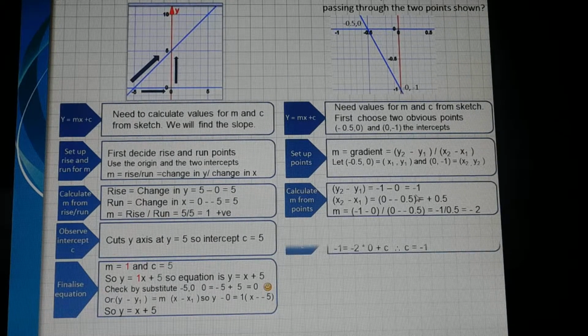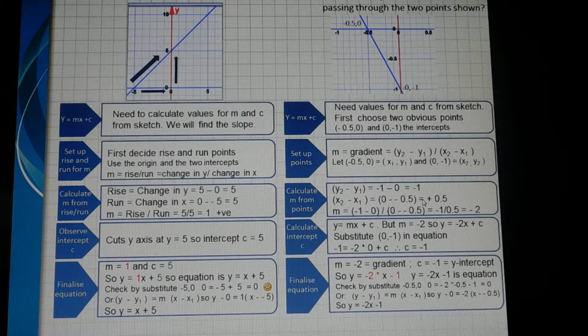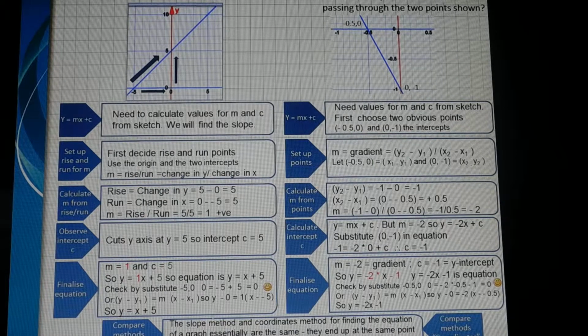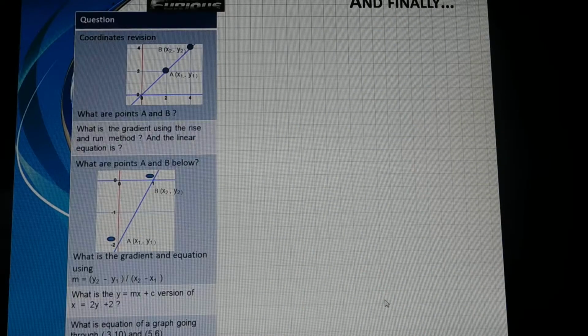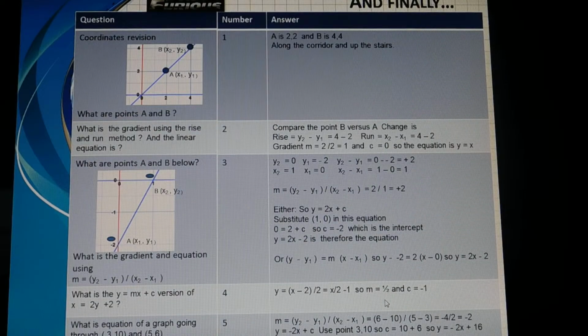Equation of the line between 2 points: use of the gradient, use of the c value, finalise the equation, and two slightly different methods. And then finally, we'll get some fast and furious questions where we do a quick summary to make sure the student understands. And then I'll just show you a different slide pack.